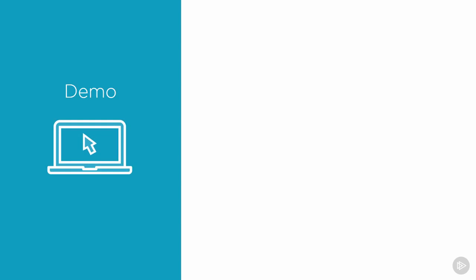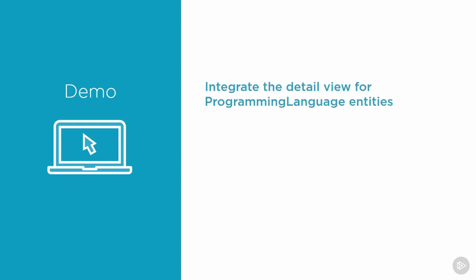In this demonstration, you learn how to integrate the detail view for programming language entities into the Friend Organizer application. While the detail views for friends and meetings just display a single entity, this detail view will display all the programming languages. So it's a bit different. We just need a single tab for this detail view and not multiple tabs. In this demonstration, we try to set up the skeleton to display a single view in a single tab.